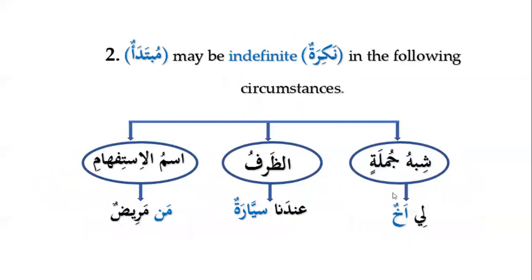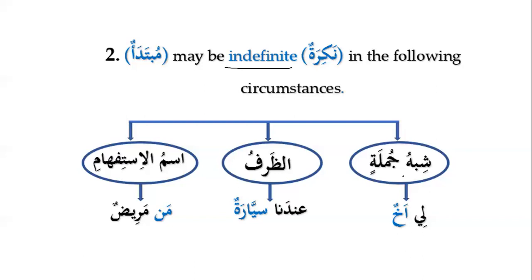Similarly, we can see over here that mubtada may be indefinite in the following circumstances. It can be nakira, but there have to be certain reasons for mubtada to be nakira. The first reason is when it is shibhu jumlatin. Shibhu jumlatin basically means that it resembles a sentence, but it is not a complete sentence. That's why it is called shibhu jumlatin. We need to know the difference between shibhu jumla and jumla. Jumla basically consists of subject and predicate, whereas shibhu jumla consists of only predicate and it needs a subject.